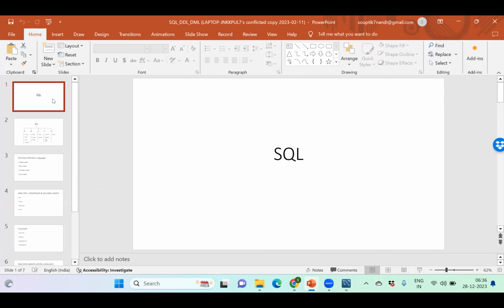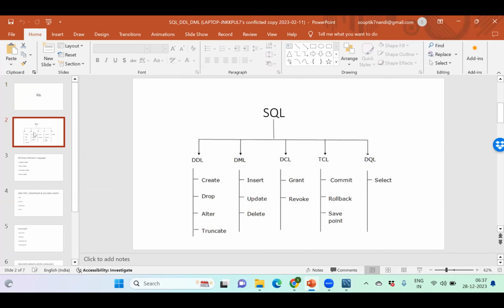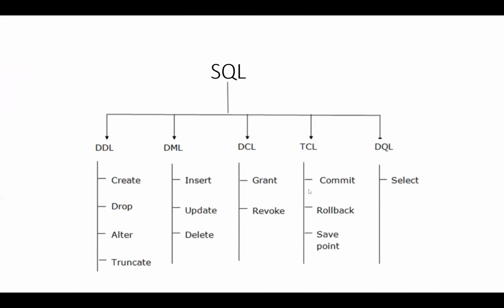So if we segregate SQL, the language can be segregated in 5 parts based on their activity. Okay. So okay, let me just drag it a bit up. Okay. So SQL can be segregated into DDL, DML, DCL, TCL, DQL. So based on the activity or based on the action items, we have differentiated it. Today we'll be going to learn DDL and DML.